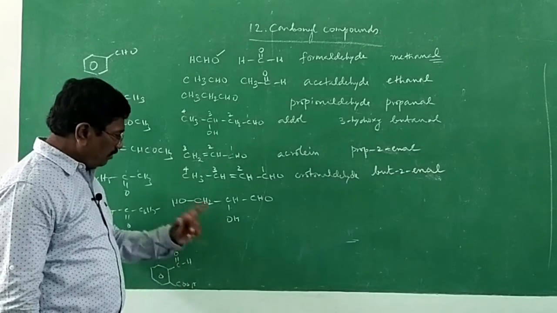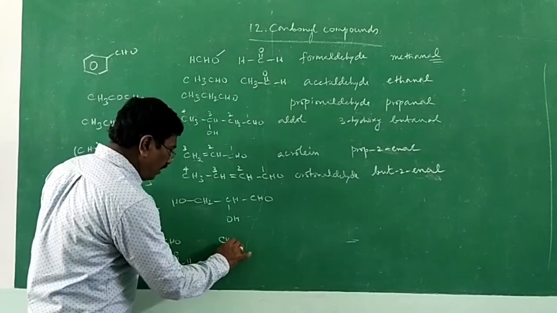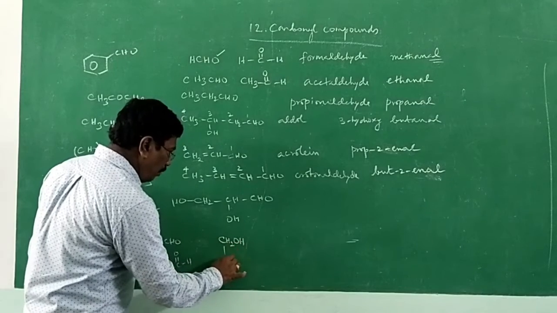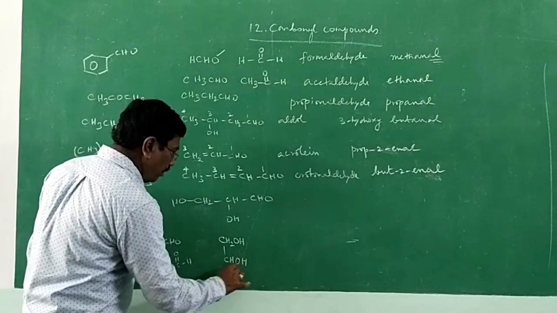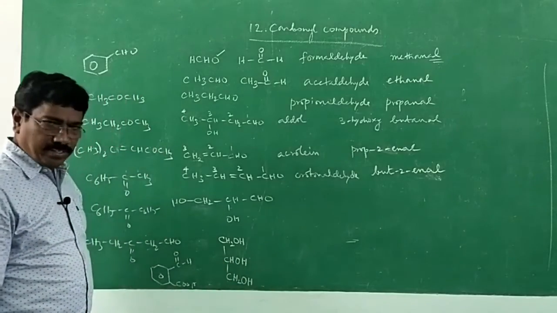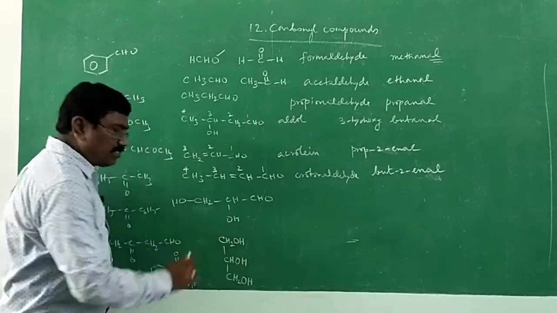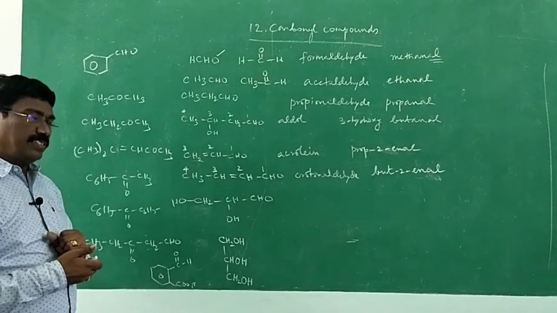Now what is this compound? You might have seen it in glycerol. Glycerol structure we have written like this: CH2OH, bond to CHOH, bond to CH2OH. It is glycerol, is it not? That you might have seen already. If it is oxidized, what is the meaning of oxidation? Removal of hydrogen or addition of oxygen.